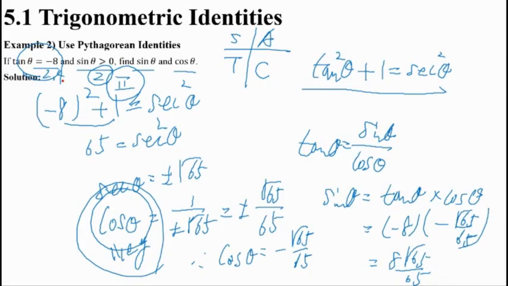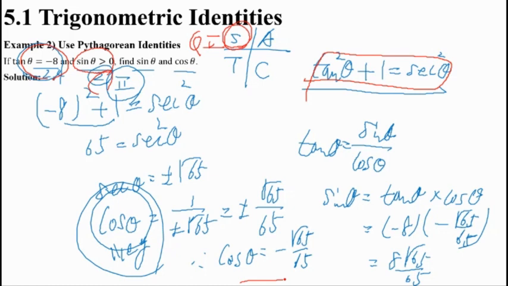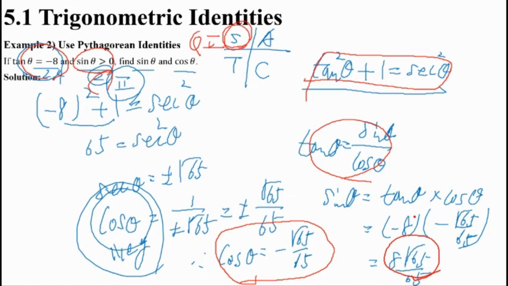So make sure, first of all, tangent negative and sine positive will be quadrant 2. So we should look for the answer in quadrant 2. Find the cosine first using the Pythagorean identity. Cosine will have 2 values, but we should take the negative value. And then plug into the identity, and we get the sine positive. Alright, okay?